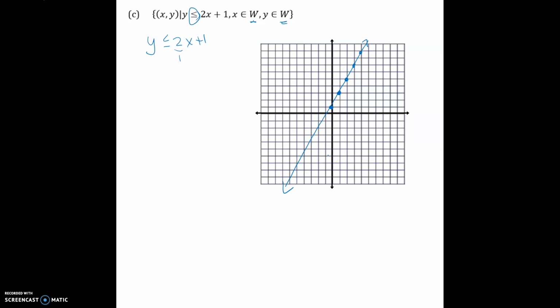Figure out where my answers are. So I'm going to use that point 0 and 0. I can use any point I want. I just use 0 and 0 because it's the easiest and it's not on that line. 0 is less than 1, so that's true. I'm using whole numbers, so that means I'm only in this first quadrant, and I am on this side of the line. So I'm only dotting this quadrant here. There we go.